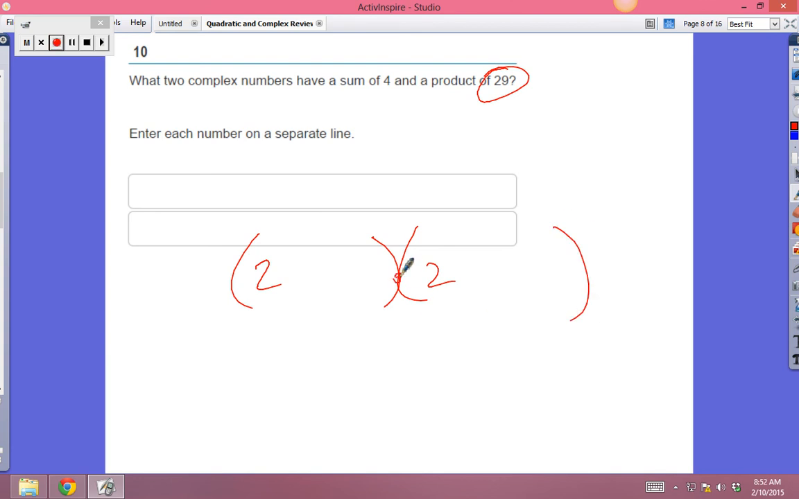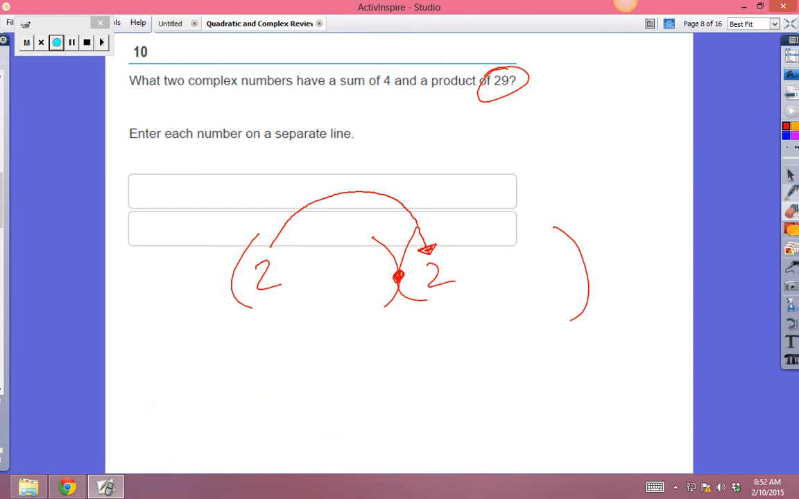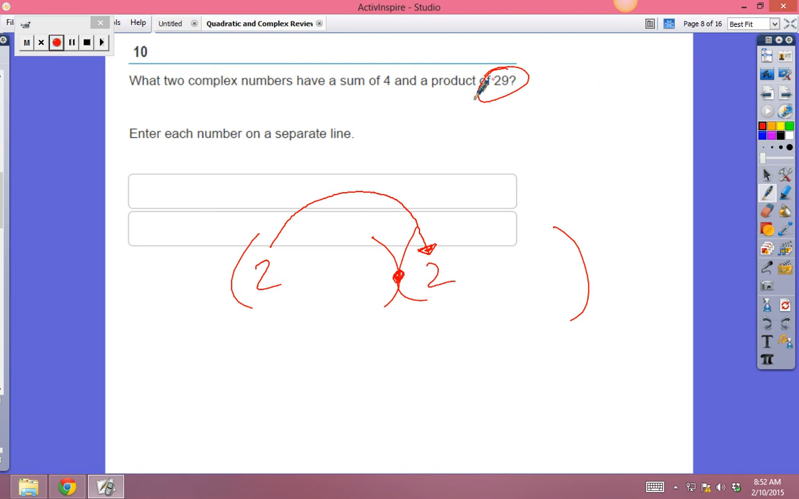I'm going to multiply them. We know that I'm going to get a 4 if I do the 2 times the 2. So I can't do 4 plus 0, because those will add and give me 4, but I need to multiply them. And I can't do the 3 plus the 1, because those add and give me 4, but they multiply to give me only a 3. So I'm going to use 2 and 2. Because 2 plus 2 adds and gives me 4, and it multiplies, oh shoot, I guess it's got to multiply and give you 29.